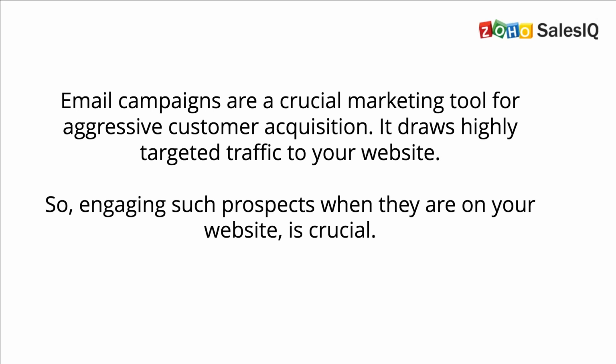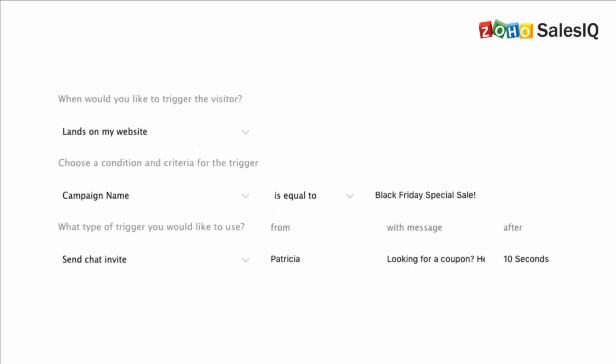So whenever those visitors from email campaigns visit your website, such as this example here, you can see the condition has been set to the email campaign's name. Every email campaign that you send out has a name, so it's easy for you to identify what it is. In this case, the example says it's a Black Friday special sale, which is what this newsletter is about.